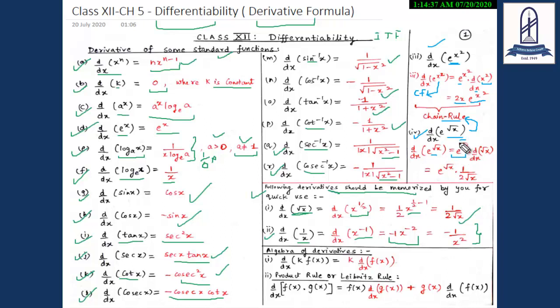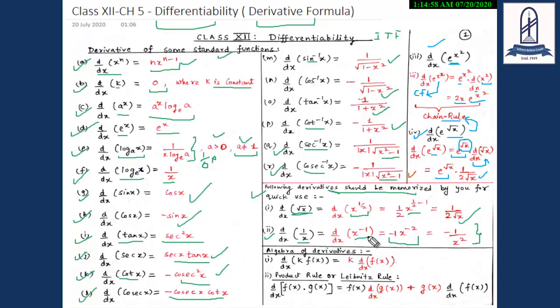And now we have root x, which is an algebraic function. So again, we will differentiate it with respect to x. Therefore, we can write this as d by dx of root x. And we know that d by dx of root x is 1 upon 2 root x. Therefore, student, d by dx of e to the power root x is e to the power root x into 1 upon 2 root x.